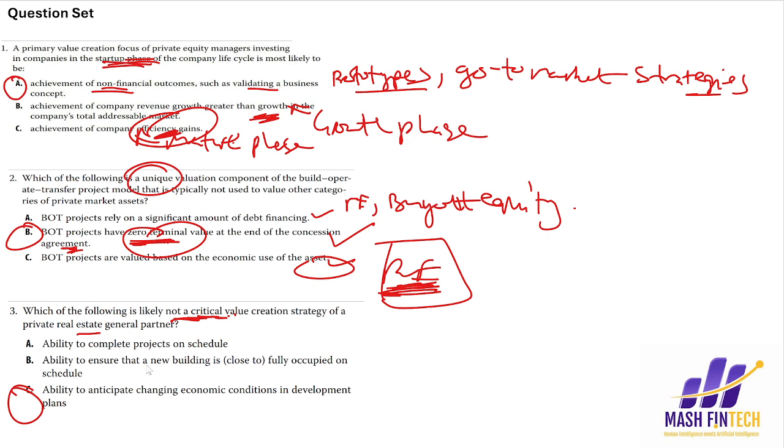We said the schedule completion is quite important, and the ability to ensure that the buildings are occupied, new tenants, is also important. These two are critical. The last one, the ability to anticipate changing economic conditions in development plans, this is not critical.